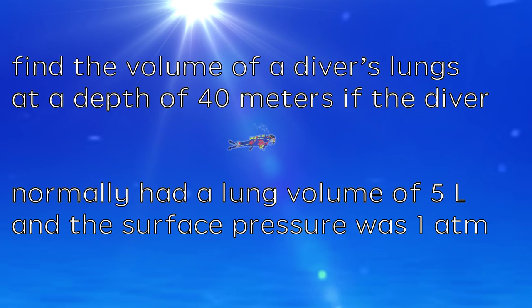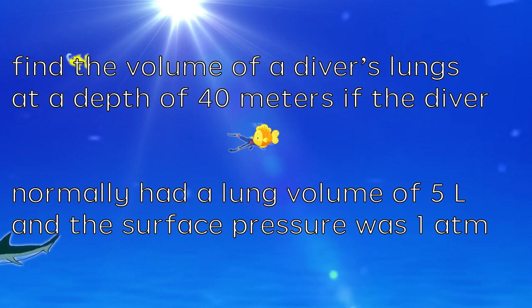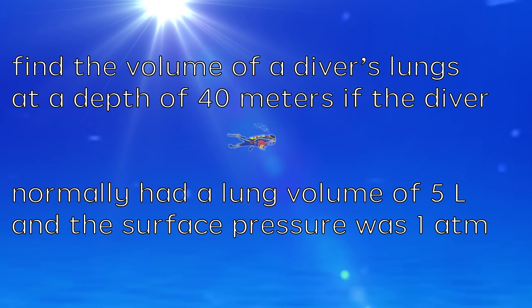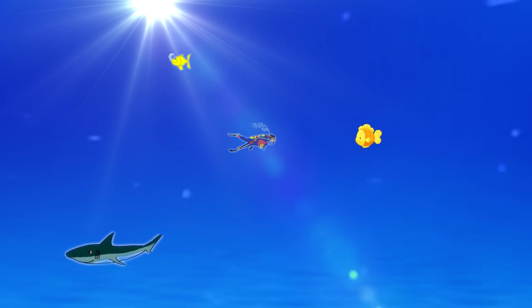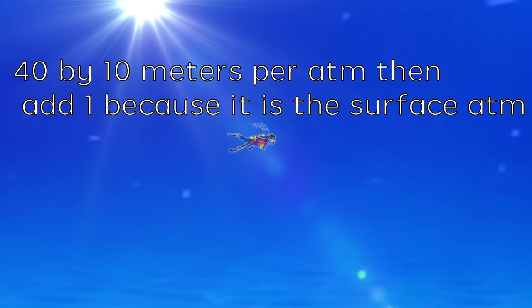For example, if the question was to find the volume of a diver's lungs at a depth of 40 meters, if the diver normally had a lung volume of 5 liters and the surface pressure was 1 ATM, first you would look at what you have been provided with, which would be the P2 being 40 meters, the P1 being 1 ATM, and the V1 being 5 liters. To find the pressure from the 40 meters, you would divide 40 by 10 meters per ATM, then add 1 because it is the surface ATM.